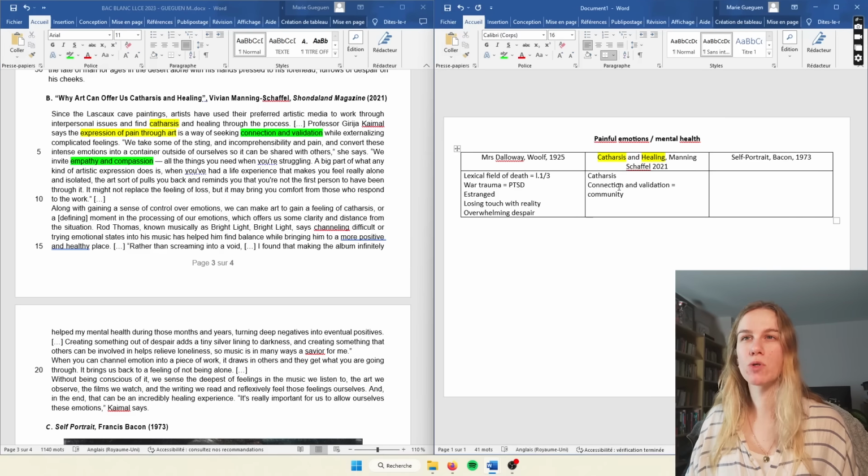Connection, so let's add this. Connection, validation, empathy and compassion.